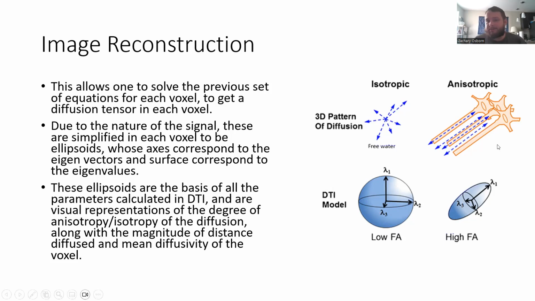But if you're in neurons, for example, and you have fluids and hydrogen going down the axonal plane, you're going to have a really high FA or really elliptical shaped ellipsoid, because now your diffusion is weighted one way, specifically anisotropically.